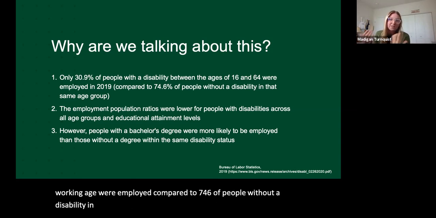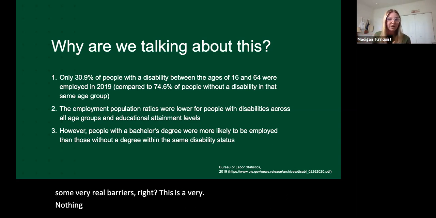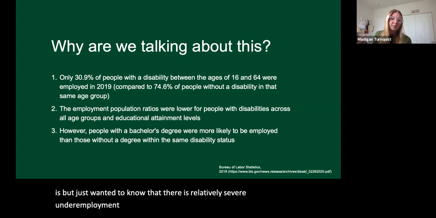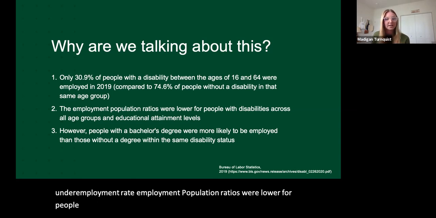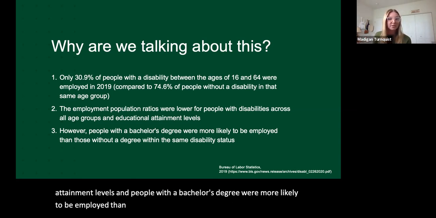And that's just to note that there are some very real barriers, right? This is a very real thing for folks, and may be different depending on what the disability is, but I wanted to note that there is a relatively severe underemployment rate. The employment population ratios were lower for people with disabilities across all age groups and educational attainment levels, and people with a bachelor's degree were more likely to be employed than those without a degree within that same disability status.